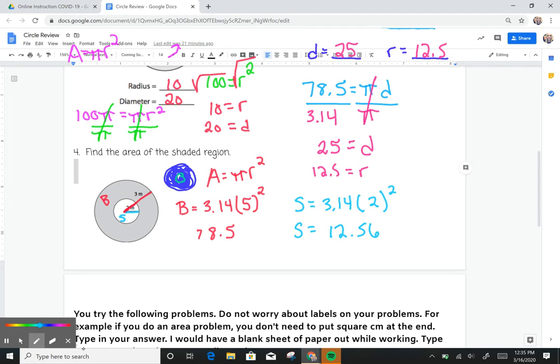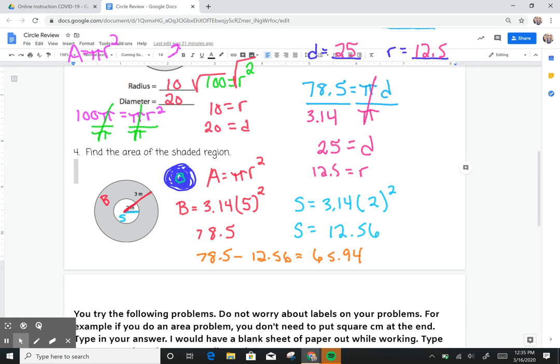And then my last and final step is I wanted the area of the shaded region, so I had to take away that white space in the circle. So I would do 78.5 minus 12.56, which gives me a final answer of 65.94.